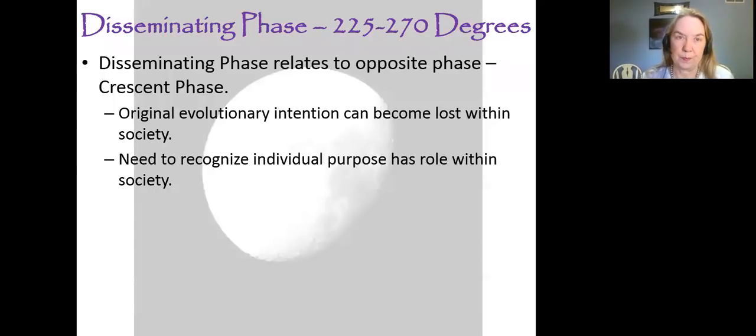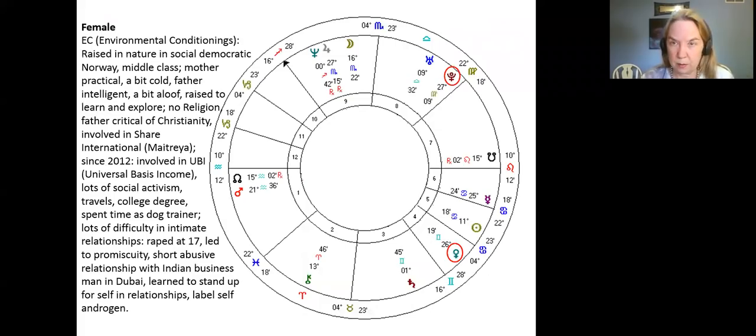So here we're going to look at Venus and Pluto. And they are 269 degrees. Pluto's slower moving. Start with Pluto. You go all the way around the zodiac. And we are 1 degree shy of last quarter aspects, or moving into last quarter phase.